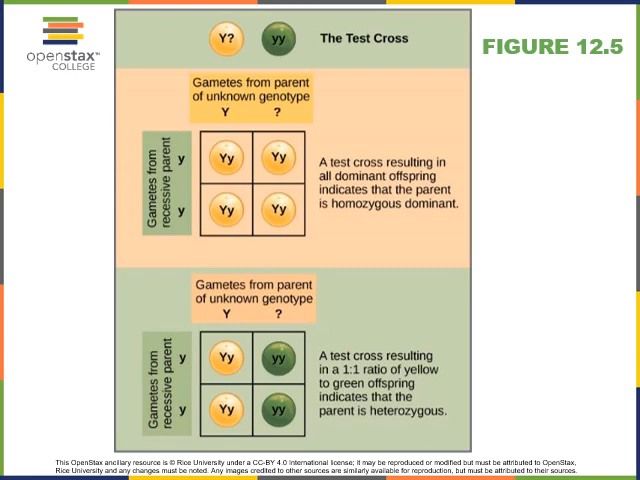Mendel also developed a way to determine whether an organism that expressed a dominant trait was a heterozygote or a homozygote. This is called a test cross. In the test cross, the dominant expressing organism is crossed with an organism that is homozygous recessive for the same characteristic. If the dominant expressing organism is a homozygote, then all of the F1 offspring will be heterozygous, expressing the dominant trait. Alternatively, if the dominant expressing organism is a heterozygote, the F1 offspring will exhibit a 1-to-1 ratio of heterozygotes and recessive homozygotes.